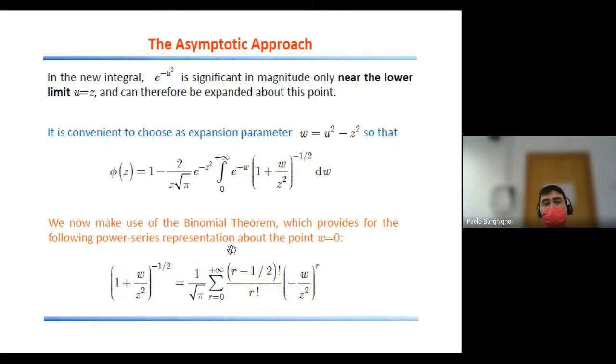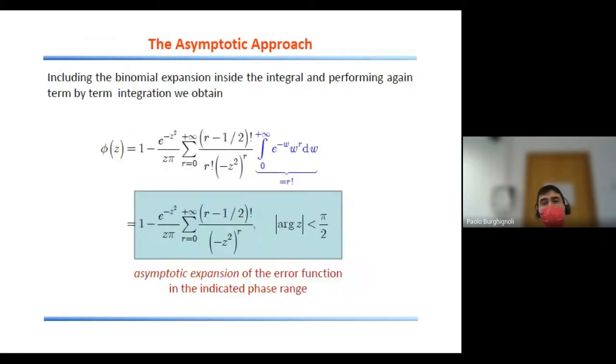If you insert the binomial expansion of this term on the left-hand side inside the integral, and then you again switch the integration and the summation, so you integrate term by term, what you obtain is this. You can now integrate just this term here, e to the minus w times w to the rth power. And by definition, through the definition of the gamma function, that's equal to the factorial of r. This cancels the factorial in the denominator here. So what you get in the end is 1 minus e to the minus z squared divided by z root pi.